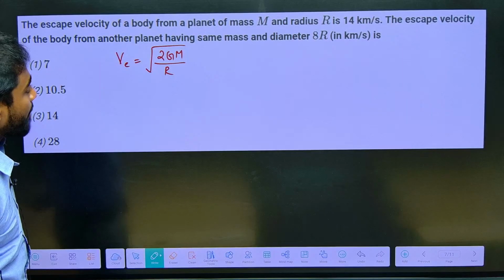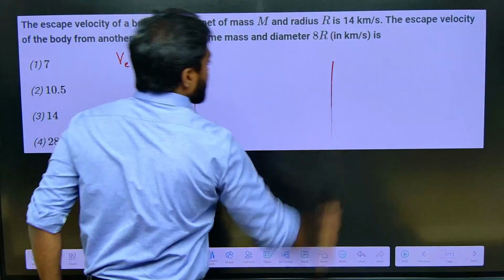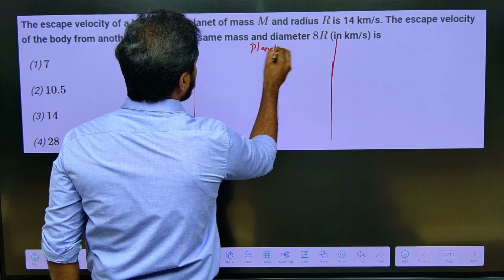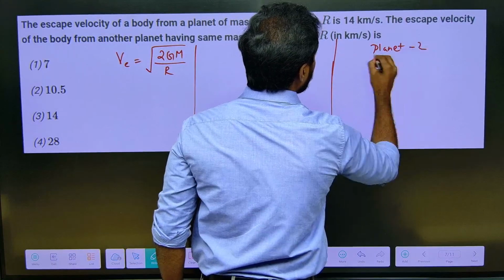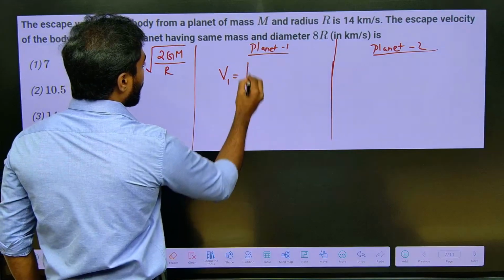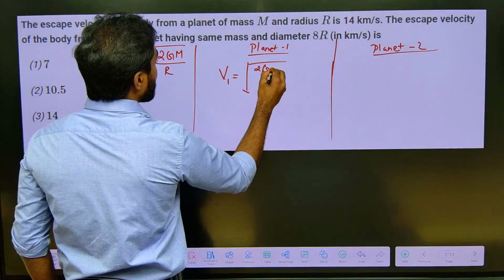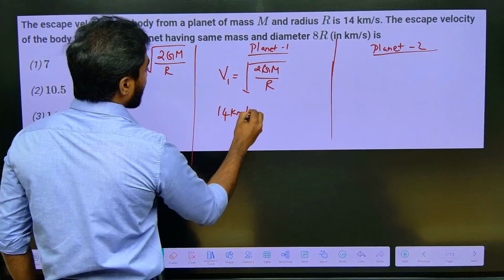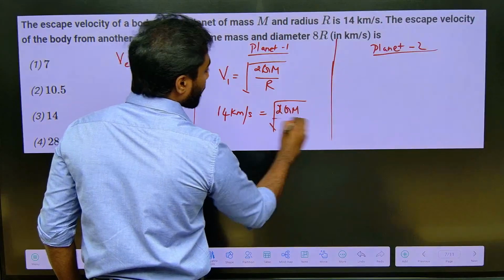So what is the escape velocity they are asking? Let me write the condition first. So two conditions I will take: planet 1, planet 2. For planet 1, V1 will be equal to root over 2GM by r, where mass is m and radius is r, which is 14 kilometer per second. I will keep this one as it is, no need to do anything.